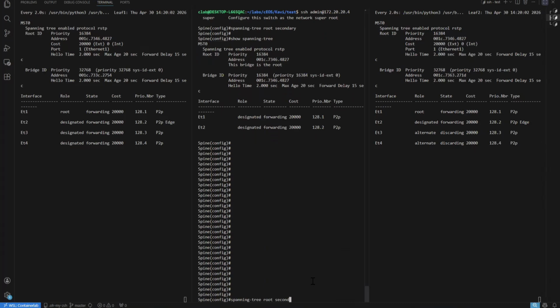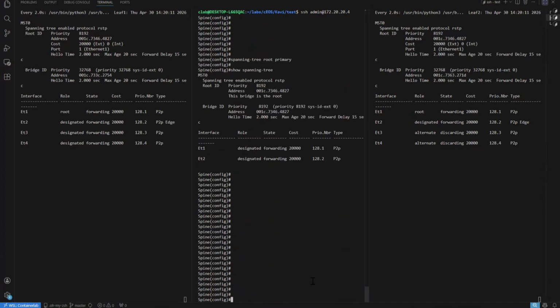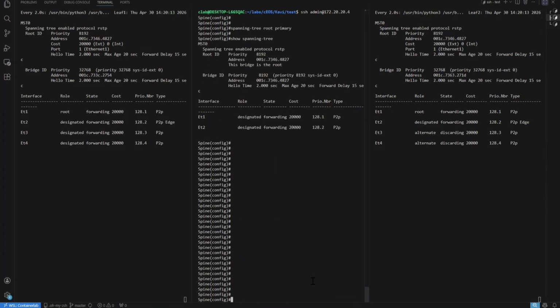Next one, primary. Now I configured the spine as primary, and the spine is still the root bridge because it has the lowest bridge ID, which is now 8192. With secondary it was 16,000 something, and with primary it is 8192. The MAC address is still the same. Now let me do the super root.